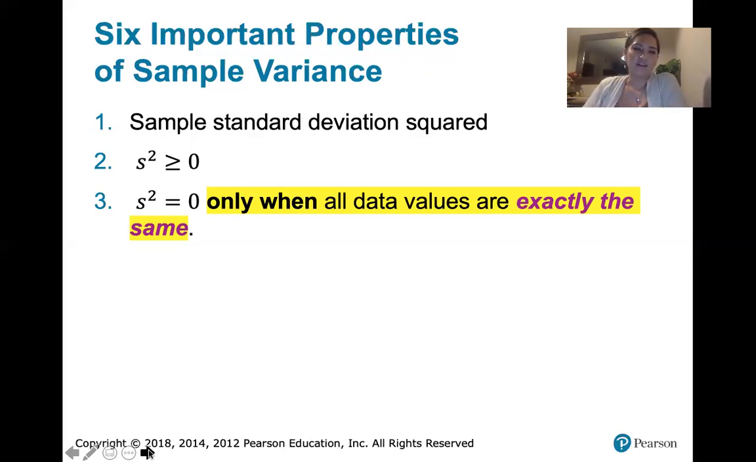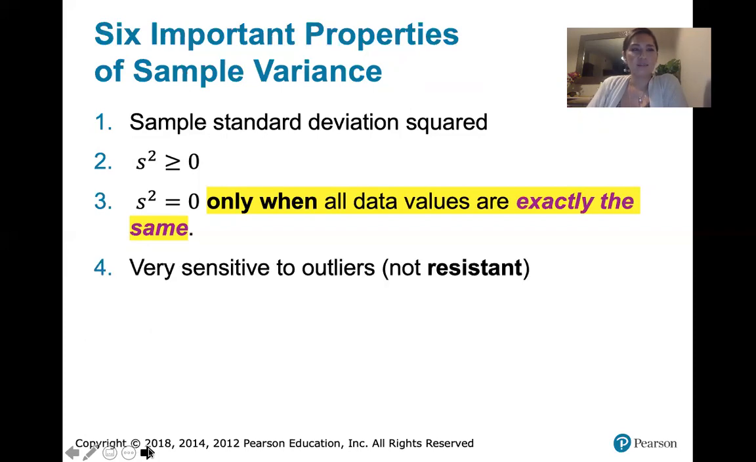It means that if we're trying to measure variation, we're getting a 0 for this measure of variation when there's no variation at all, when all the values are the same. So that's exactly what we would hope and expect for a measure of variation, and that works out. It's measuring it the way we would hope that it would measure. The sample variance is very sensitive to outliers.